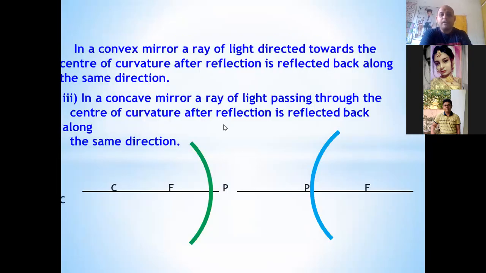Next one: in a convex mirror, a ray of light directed towards the center of curvature, after reflection, is reflected back along the same direction, right? The first line's figure is this one, which is for the concave mirror: a ray of light passing through the center of curvature after reflection is reflected back along the same direction.